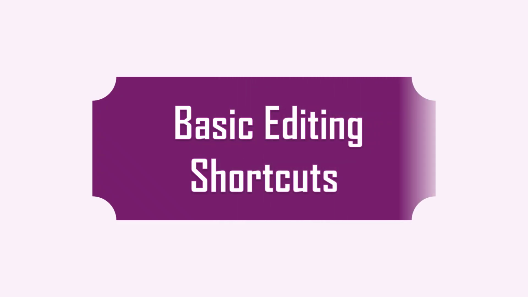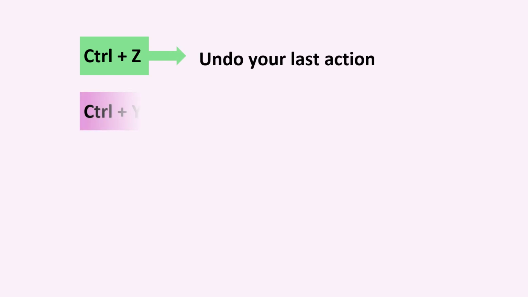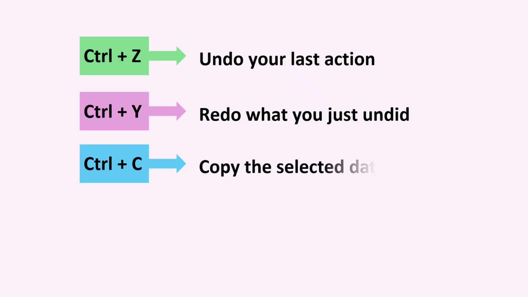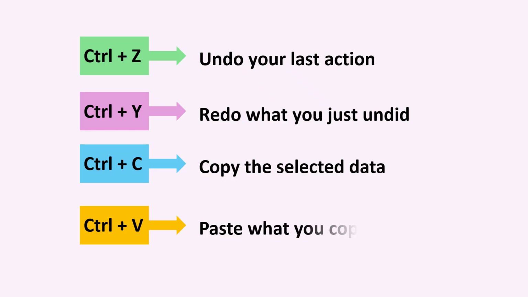Basic editing shortcuts. Let's start with the shortcuts you will probably use the most. These are very similar to the shortcuts you already know from other software like Word or Excel. Control plus Z, undo your last action. Control plus Y, redo what you just undid. Control plus C, copy the selected data. Control plus V, paste what you copied.